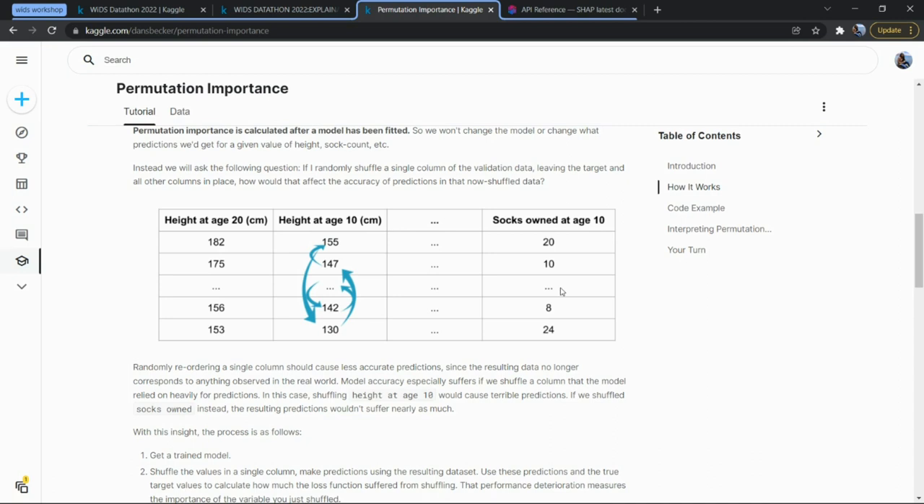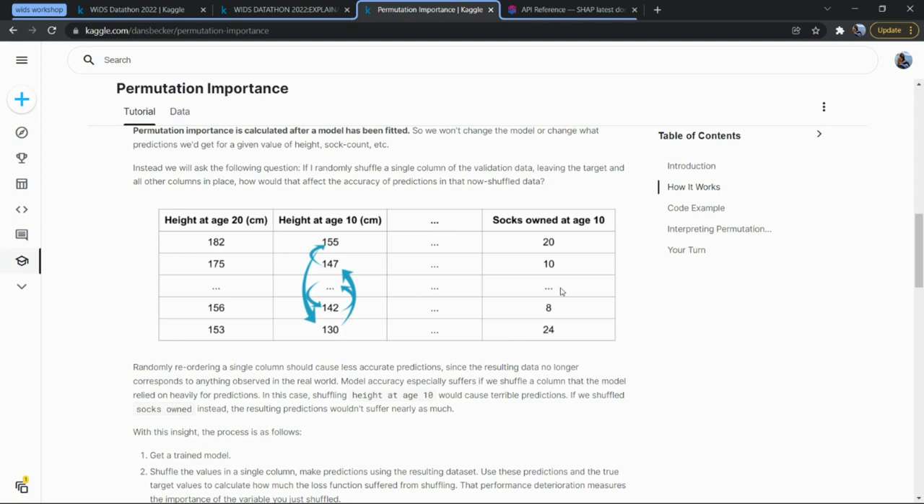Randomly reordering a single column should cause less accurate predictions, because the resulting data no longer corresponds to anything observed in the real world. Your data is not actually corresponding to something that you observed in the real world. It is now different data. You shuffled the values of the different observations for floor area, or in the given example here, height at age 10.